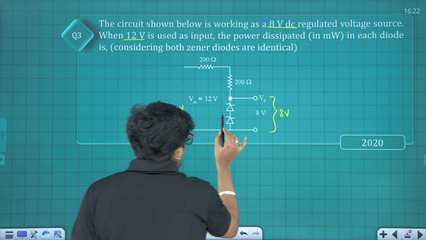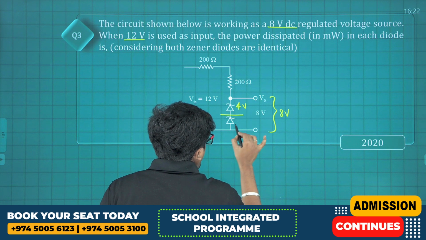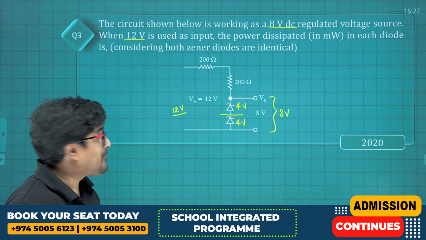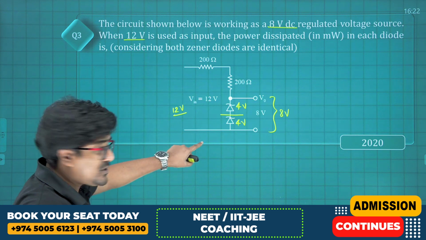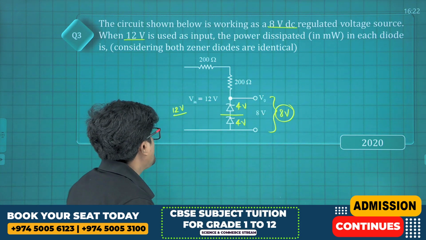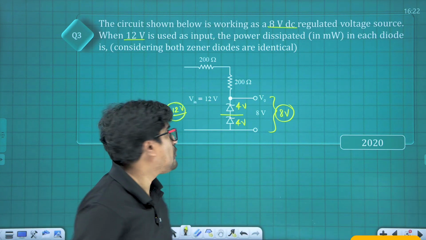And I'm having two Zener diodes here. So across each, I'm going to have 4 volt each. So altogether 8 is getting dropped over here out of 12. So how much is left? We are left with 4 volt.